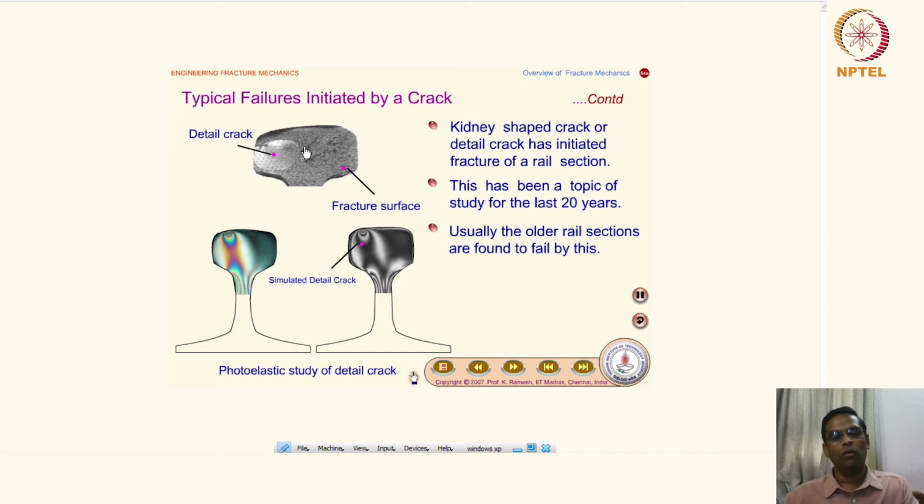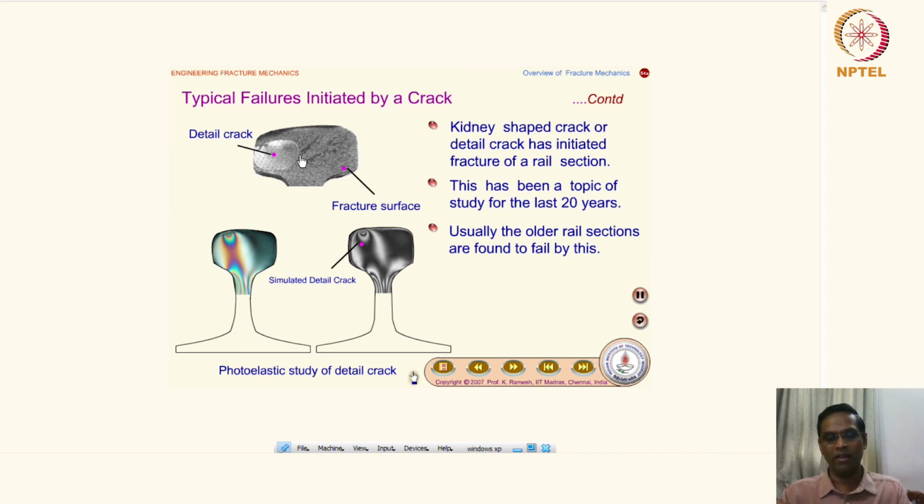So how do we understand this? Rail failure is basically through contact fatigue, right? It is not at the surface. With any contact loading, the fracture does not occur on the surface. It is much below the surface. So this also will be explained by fracture mechanics nicely.